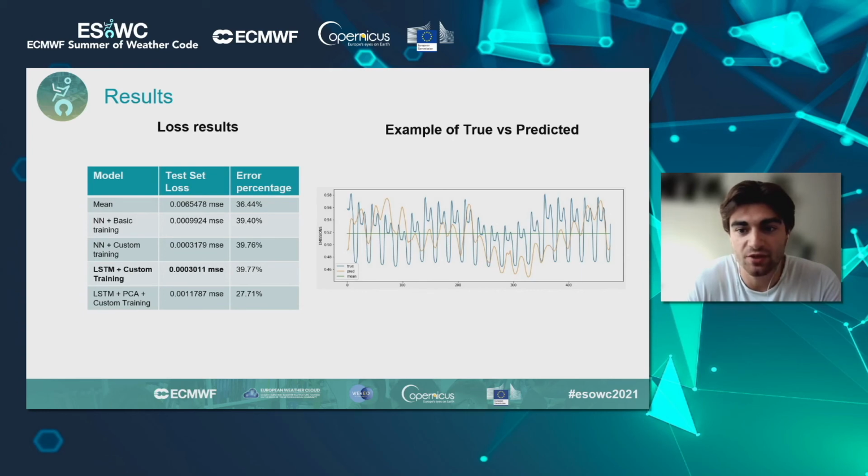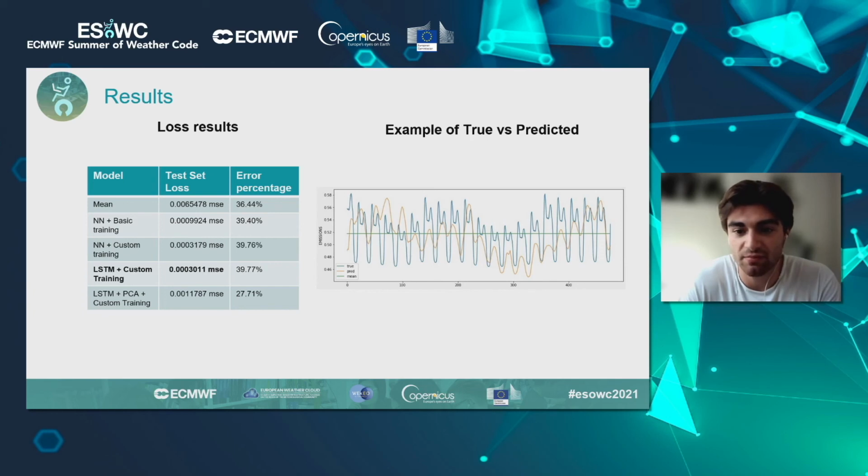As you can see from the slide, we tried 5 different final models. So the first is the empirical mean, acting as a baseline, of course. And then we have the standard neural network trained with the basic training technique. Then another standard neural network with the custom training. Then, more complex, the recurrent neural network, long short-term memory, with the custom training. And then finally the recurrent neural network with the principal component analysis applied on the dataset. The best performing model is the fourth one, as you can see, which achieved the lowest mean square error computed on the test set.